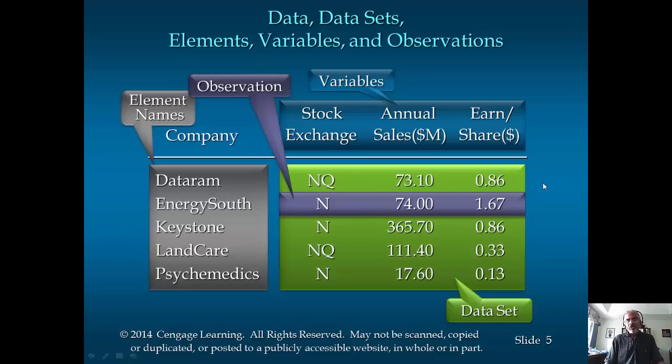An entire row of data is called an observation. So an observation is the entire data for a given element. And then all the rows of observations, a collection of all the observations, is called the data set.